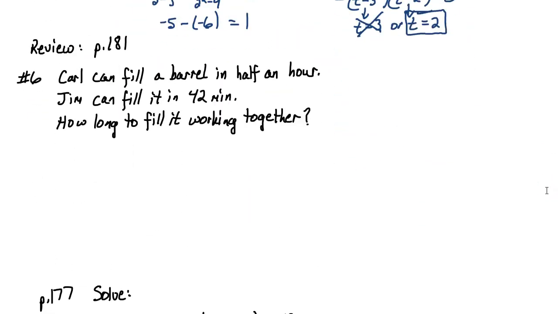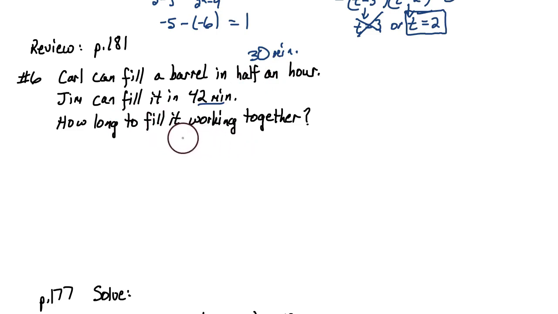For the review assignment, we're on page 181 where we were solving word problems. Carl can fill a barrel in half an hour. Jim can fill it in 42 minutes. Notice that Jim's time is given in minutes, but Carl's was in hours. Let's rewrite Carl's time as 30 minutes so that we're being consistent with how we're doing time. How long does it take for the two guys to fill it together?